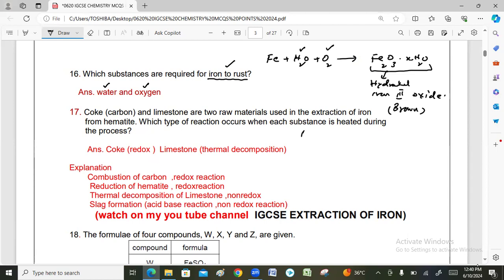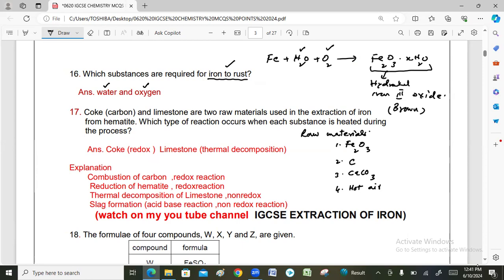First of all, the raw materials which are used to extract iron, that is iron trioxide or the hematite, then the coke, then the limestone or the calcium carbonate, and then the hot air. So these are the four raw materials which are used to extract iron in the iron industry. Which type of reaction occurs when each substance is heated during the process?